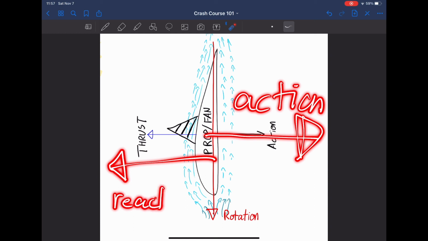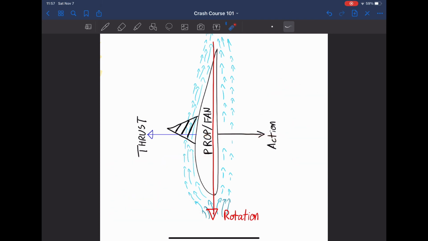The rotation of the propeller is what causes the airflow to strike the propeller blade. Remember from earlier, increase in dynamic pressure, or Q, increases lift. So in this case, increase in Q increases thrust.